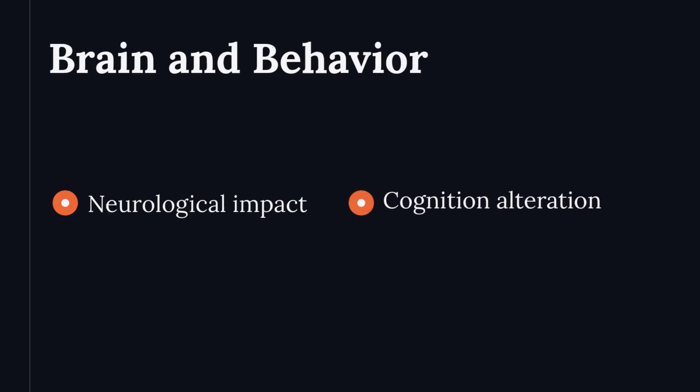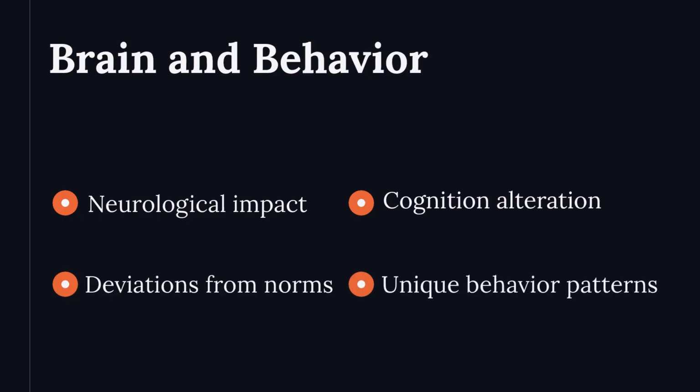Neurological conditions impact behavior. Brain injuries alter cognition and actions. These factors lead to deviations from norms. Understanding them explains unique behavior patterns. Recognizing neurological influences aids in understanding actions.